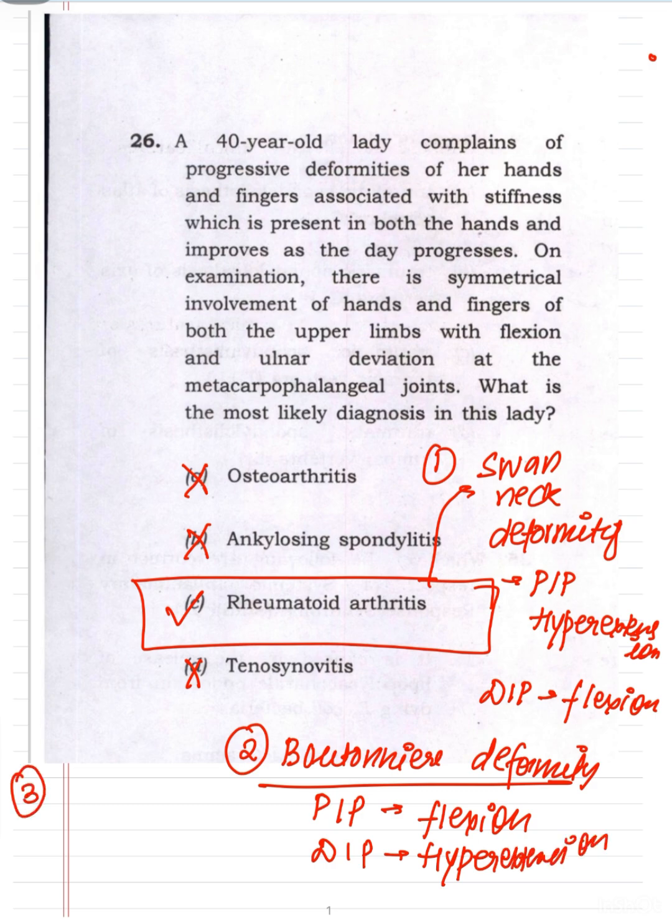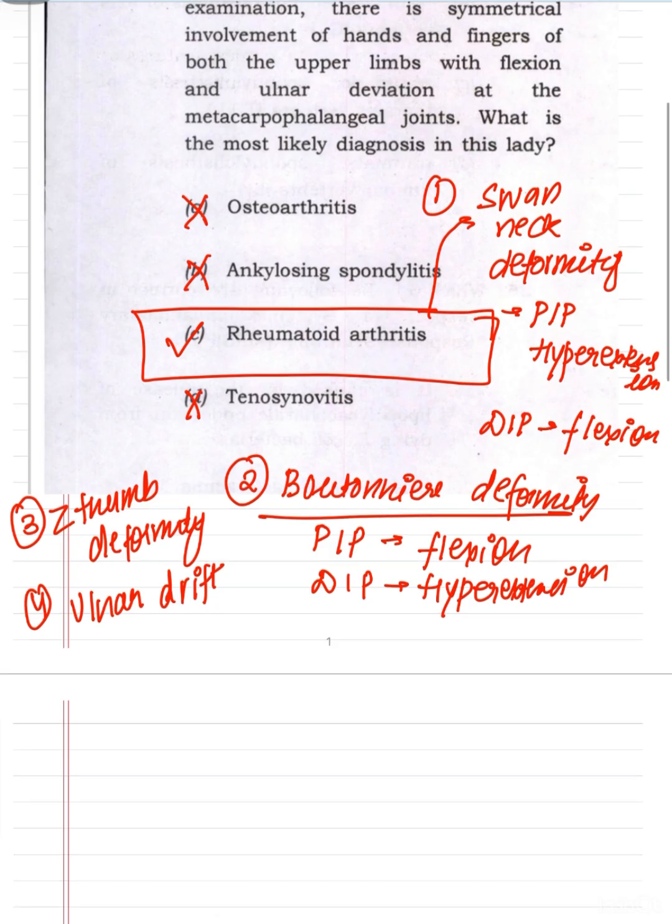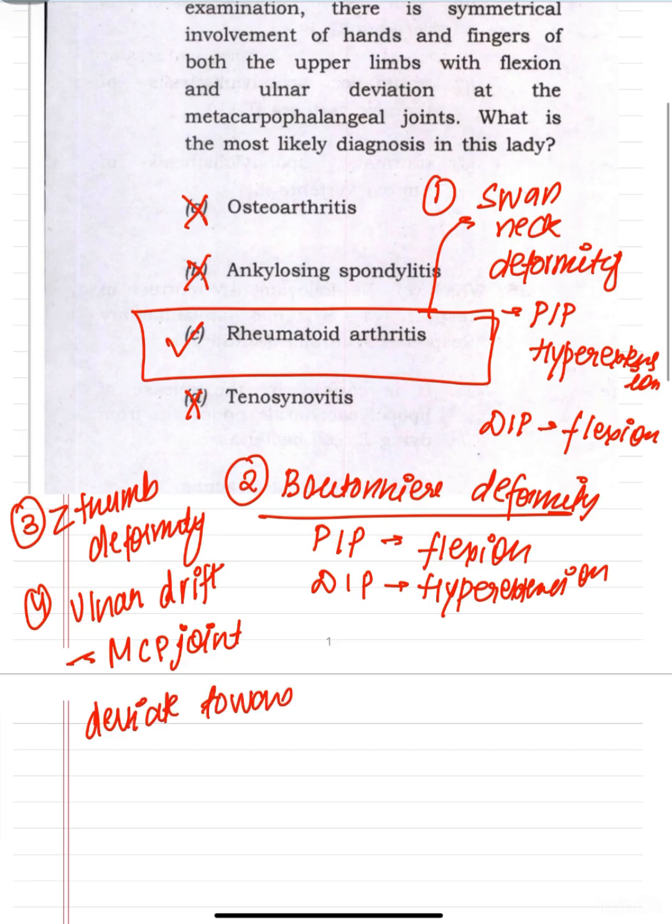There is also Z thumb deformity, and there is ulnar drift. Ulnar drift means metacarpophalangeal joint deviate toward ulna. So these are the characteristic deformity seen in the rheumatoid arthritis.